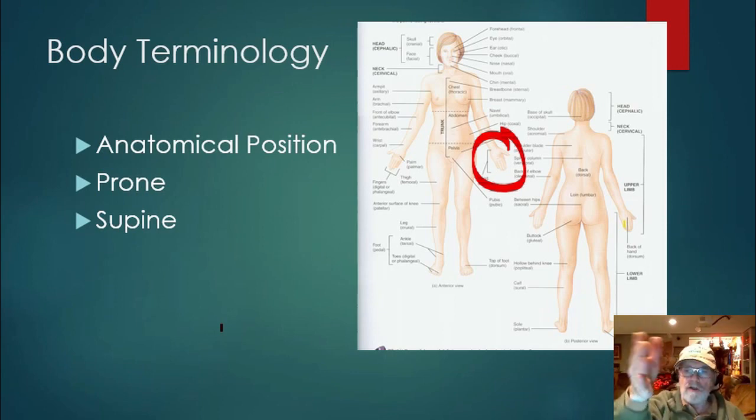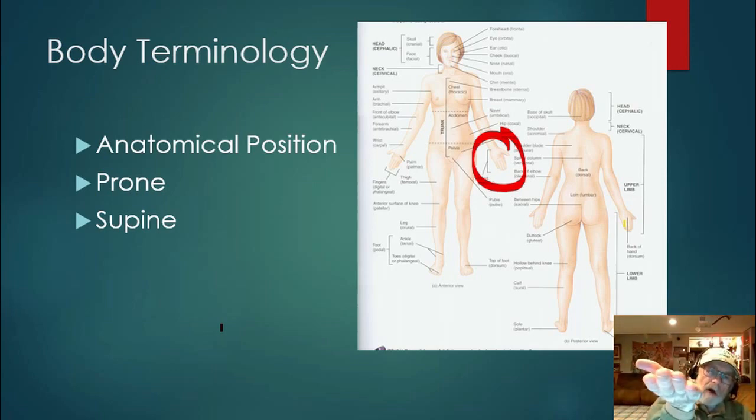If my hand is turned this way, where the front is facing upwards, the arm would be supinated, or the hand would be in a supine position facing upwards. So anything that's frontwards facing upwards is supine or supinated. Everything that is in the front facing downwards is prone or pronated. Both of those words could be used. So that's what we mean about anatomical position, prone and supine.